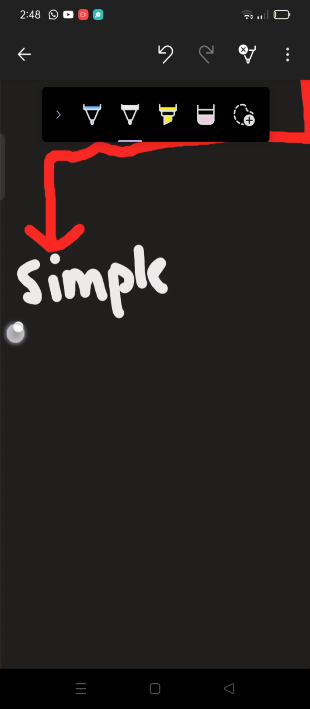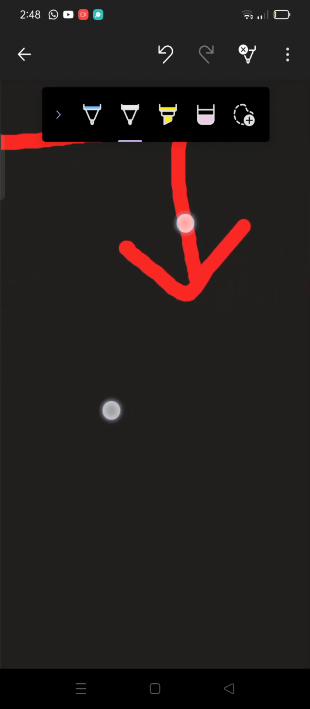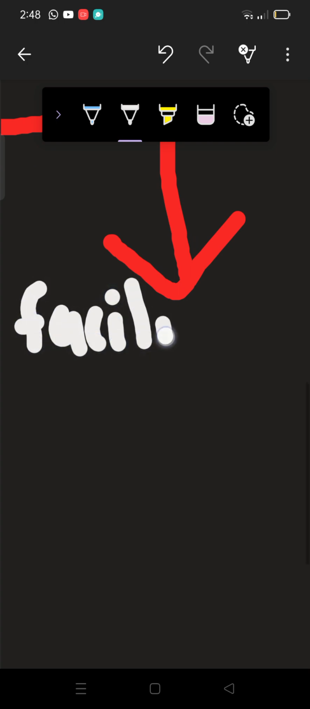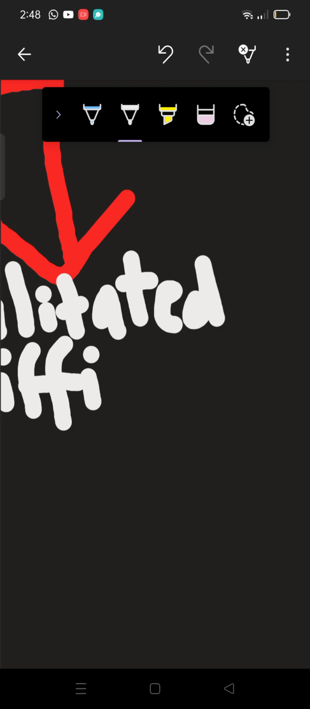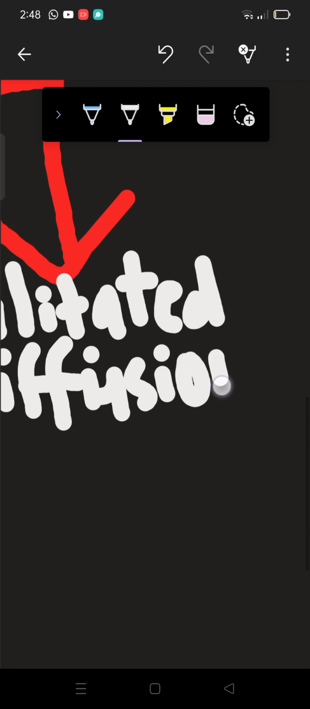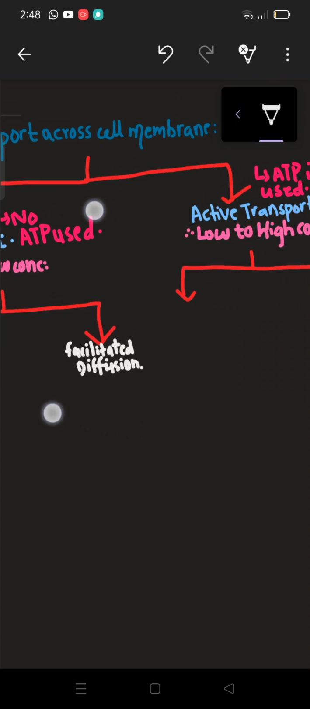Here simple diffusion, and the second type of passive transport is facilitated diffusion. These both are types of passive transport, which means ATP won't be used in simple diffusion and facilitated diffusion. But active transport is again divided into two parts, primary active transport and secondary active transport.